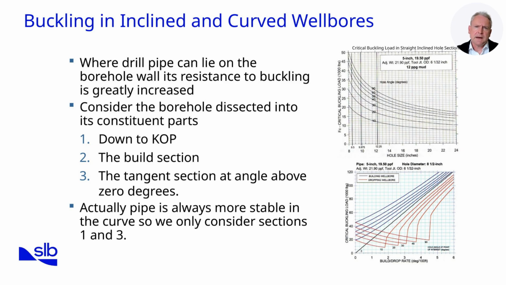To better understand buckling, we can divide the borehole into three main sections: from surface down to the kickoff point, KOP, where the well remains vertical; the build section where curvature is introduced; and the tangent section at an angle above 0 degrees, where the wellbore maintains a constant inclination. Interestingly, the pipe tends to be more stable in the curved build section due to constant wall contact. Therefore, buckling analysis typically focuses on the vertical section down to the KOP and the tangent section, as these are where critical instability risks are the highest.